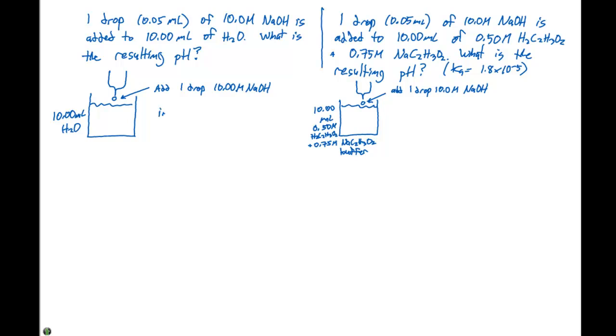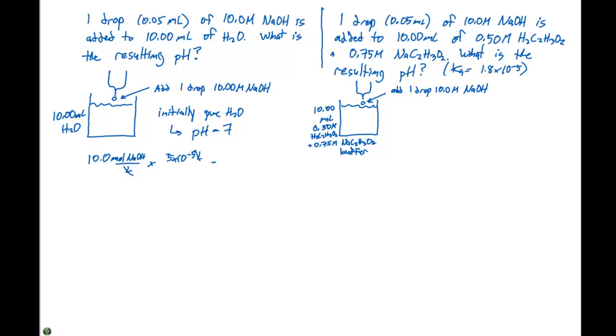So initially, we have pure water. That means we're going to start with a pH equal to 7. And now we're going to add one drop of our NaOH solution. So we have 10.0 moles of NaOH per liter of solution. We're adding one drop, which is 0.05 milliliters, which is going to be 5 times 10 to the minus 5 liters.